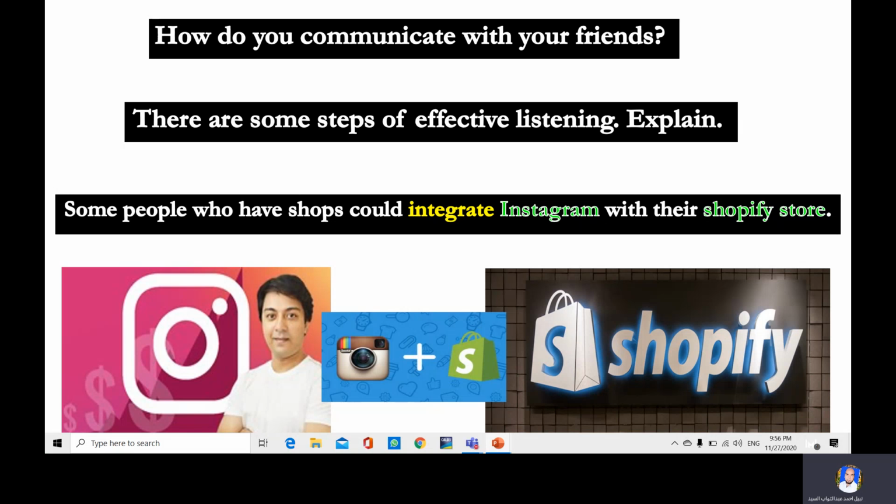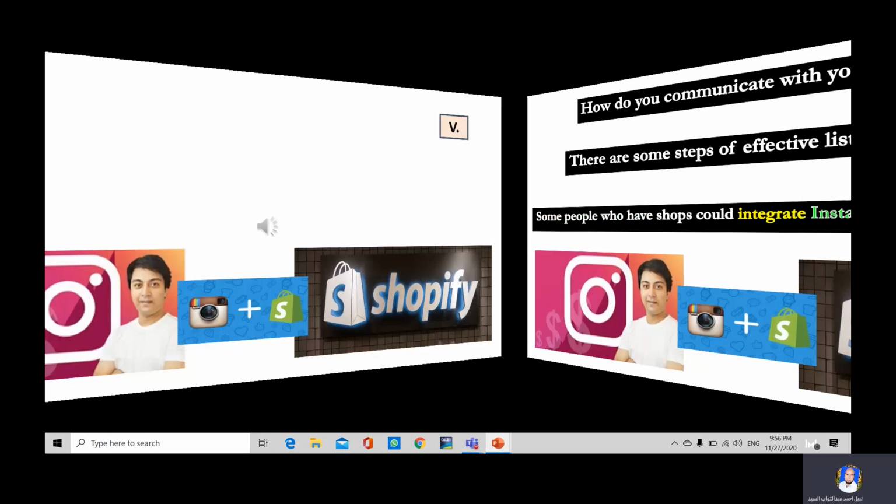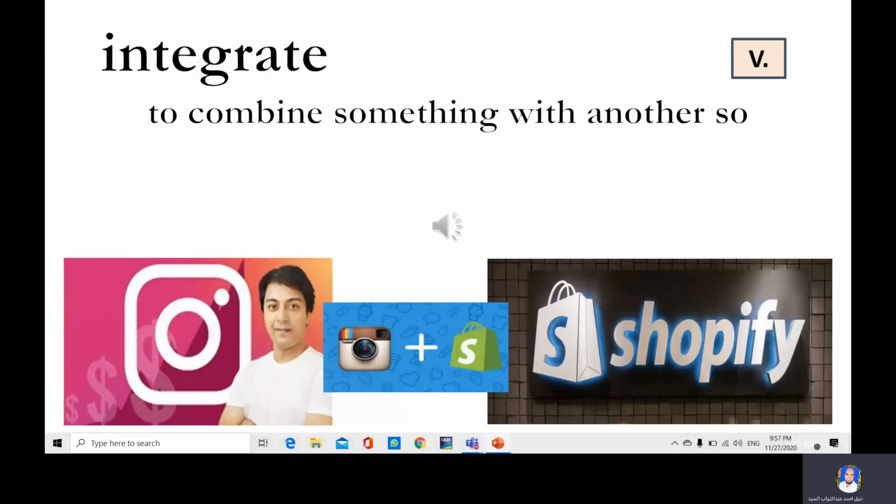Some people who have shops could integrate Instagram with their Shopify store. They integrate. Integrate is a new word. Integrate is a verb to combine something with another. So, like this, integrate, to join.